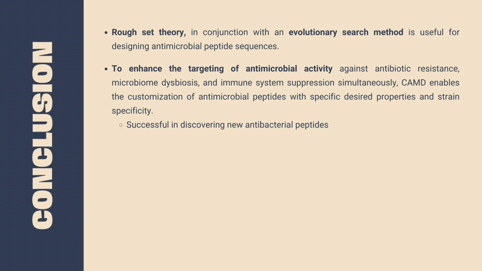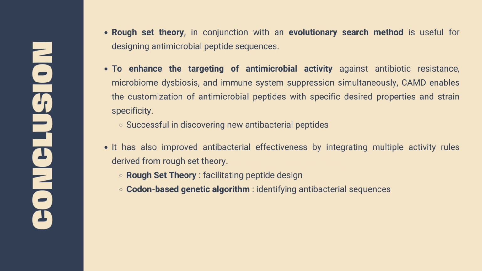This approach has yielded successful outcomes in discovering new antibacterial peptides that are more convenient to synthesize compared to existing ones. Furthermore, it has improved antibacterial effectiveness by integrating multiple activity rules derived from rough set theory. The methodology involves utilizing rough set theory as a model for quantitative structure-activity relationship, facilitating peptide design, and employing a codon-based genetic algorithm to identify antibacterial sequences.